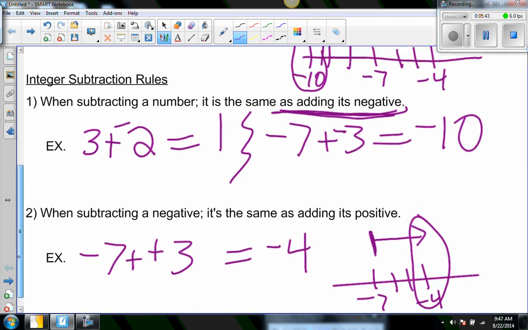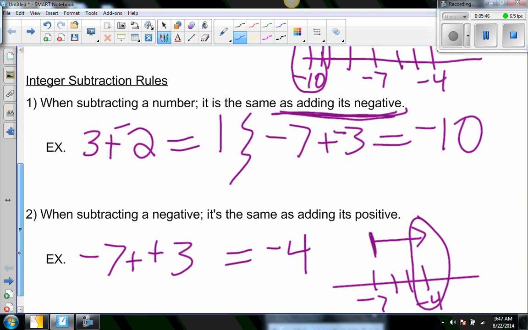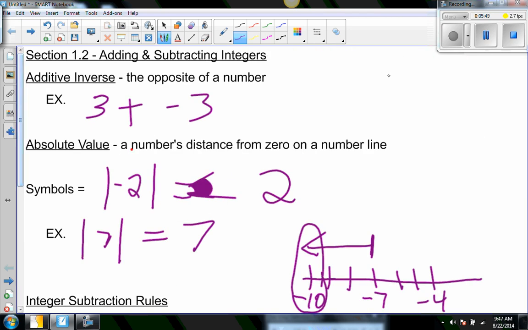Those are probably the two trickiest rules when dealing with the adding and subtracting of integers. Bring that knowledge with you, and we'll talk about it more the next time I see you.